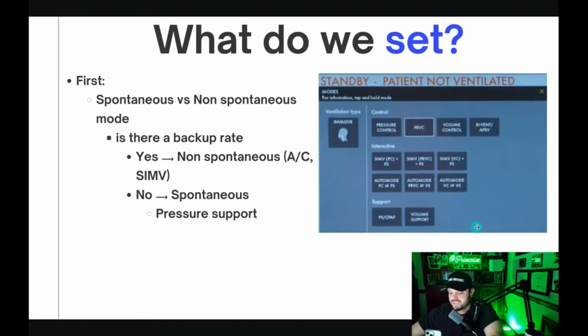So the first question you have to ask is, do you want a backup rate? If you want a backup rate, then that means you're going to start with some control mode. So that'll be AC, so assist control. The patient has a controlled breath rate, let's say 15. And then the assist portion is they can trigger breaths. And if they trigger breaths, they're going to get that same breath architecture. So pressure control, volume control, PRVC. That's how that works.